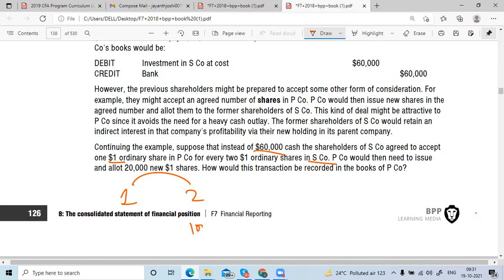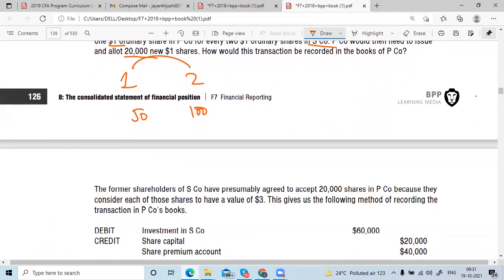So if these have 100 shares, 50 shares, P company then needs to issue and allot these many new shares. Why do they need to allot these many new shares? Because they need to make a payment of this, and 1 share of them is trading at how much right now? 3. So the next point, continuing: the former shareholders of S company have presumably agreed to accept this many shares actually. So how many shares do they need to accept? They have given it here. Understood?